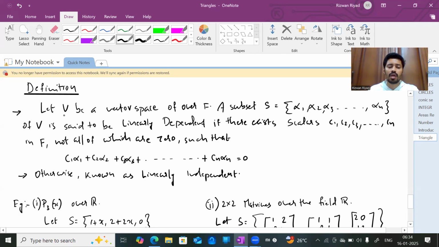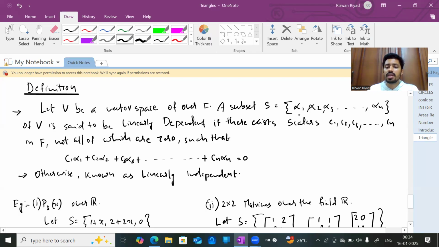That means, suppose you have a vector space V over a field F. Regarding vector space, we have discussed it in one of your previous videos. If you have any doubt, you can check those videos. Suppose you have a vector space V over a field F, and you have a subset S of that vector space V. These are the elements of that S: alpha 1, alpha 2, alpha 3, etc. up to alpha n. Then when can we say that this subset S is linearly dependent?